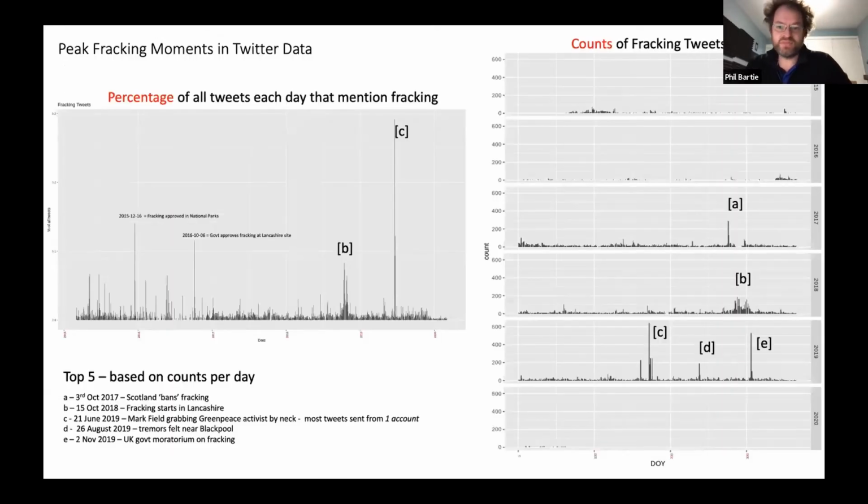So let's have a look at some significant events in terms of the number of tweets sent. Here we can see something like A is where Scotland banned fracking on the right-hand side there. B is where fracking started at this site in Lancashire. And another significant one is D here, where the tremors were felt. So earthquake tremors from actual fracturing.